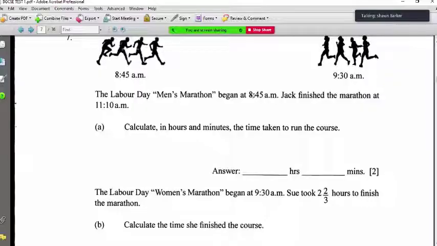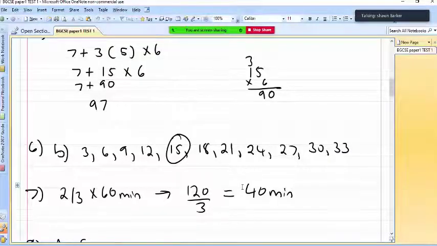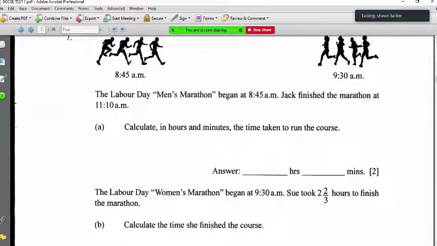He starts off then at 8:45, and we want to get to 11:10. Okay, so how many minutes would that be? Well, 15 minutes will give me 9. Okay, and then we have 10 minutes after 11. So therefore, 15 and 10 gives you 25. Therefore, it will be 3 hours and 25 minutes. Okay, so that's how you would solve a problem like that. It's pretty straightforward.